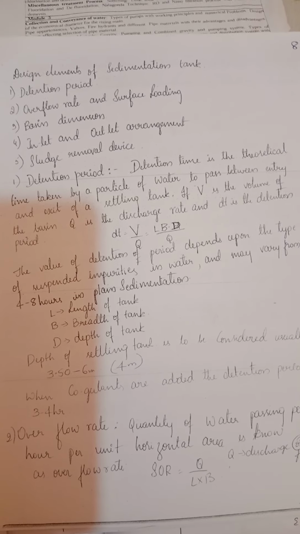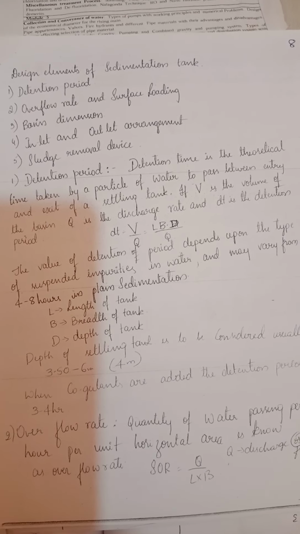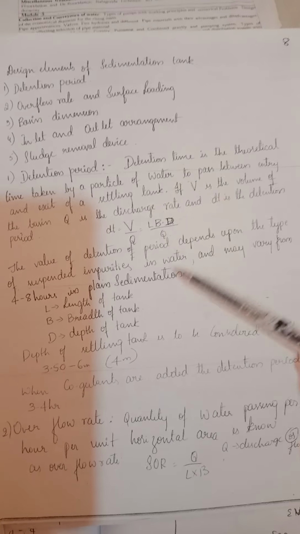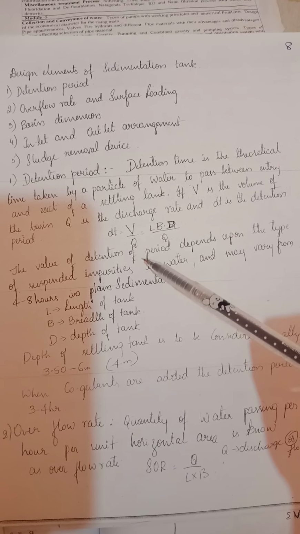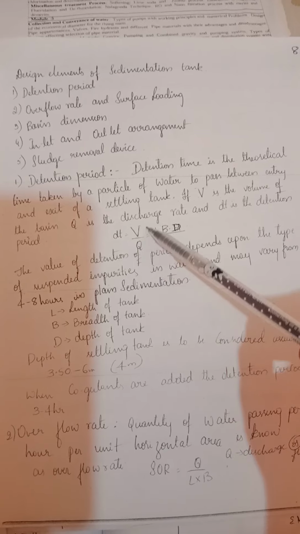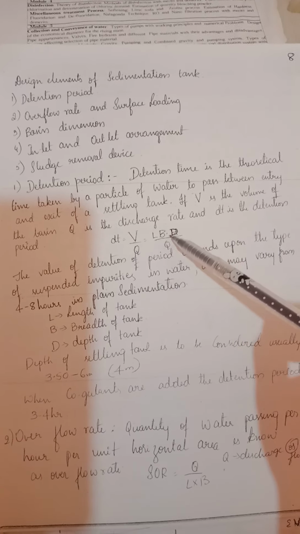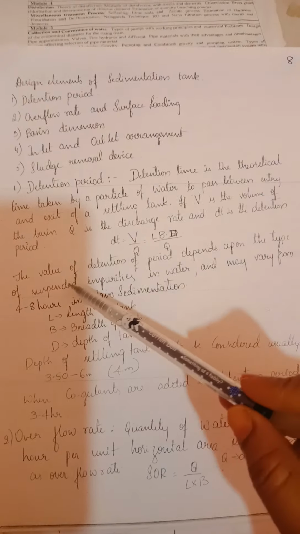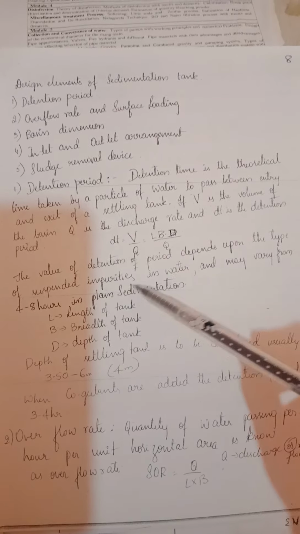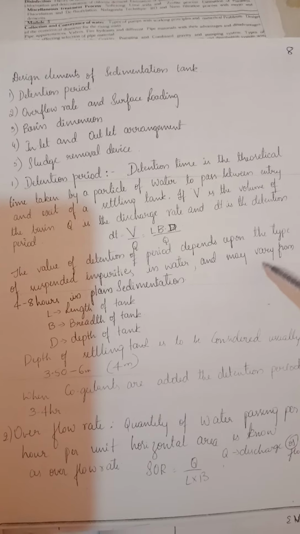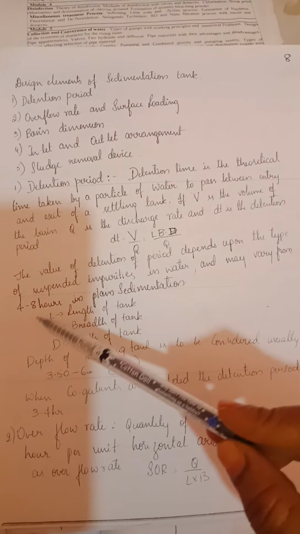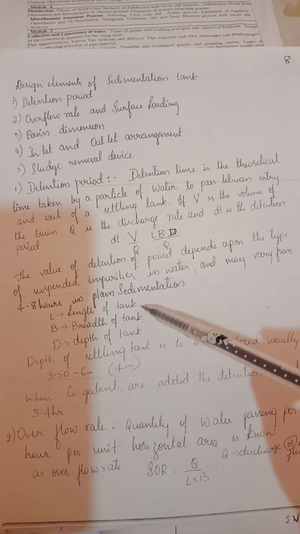If V is the volume of a basin, Q is the discharge rate and dt is the detention time, dt is equal to V by Q, where V is the volume of the tank and Q is the discharge. Here V, volume of the tank, can be replaced by length into breadth into depth. The value of the detention period depends upon the type of suspended impurities in the water and may vary from 4 to 8 hours. In general, we take the detention time as 4 to 8 hours.